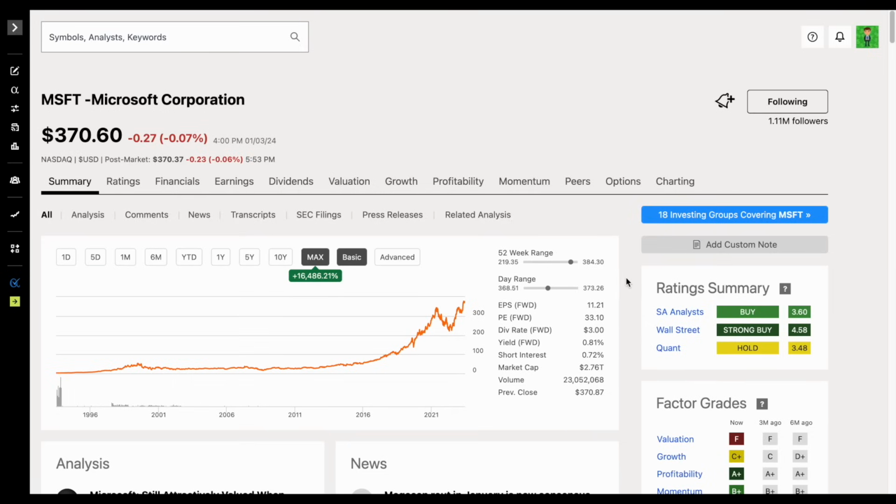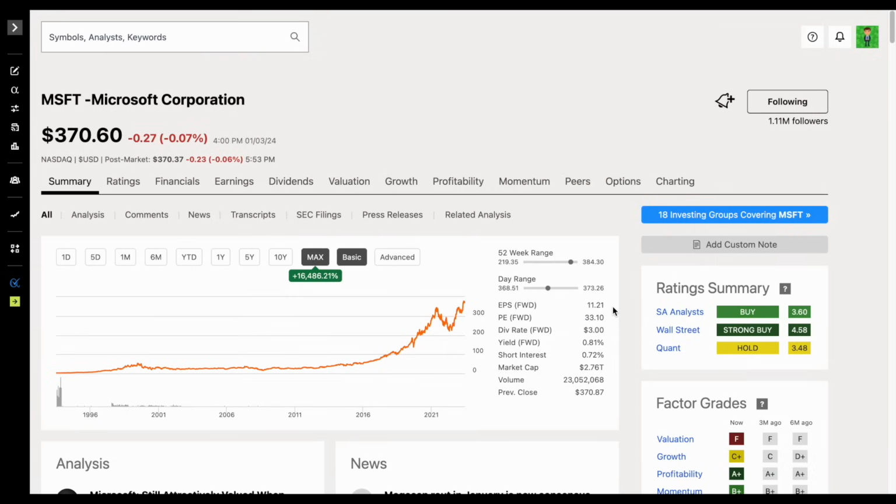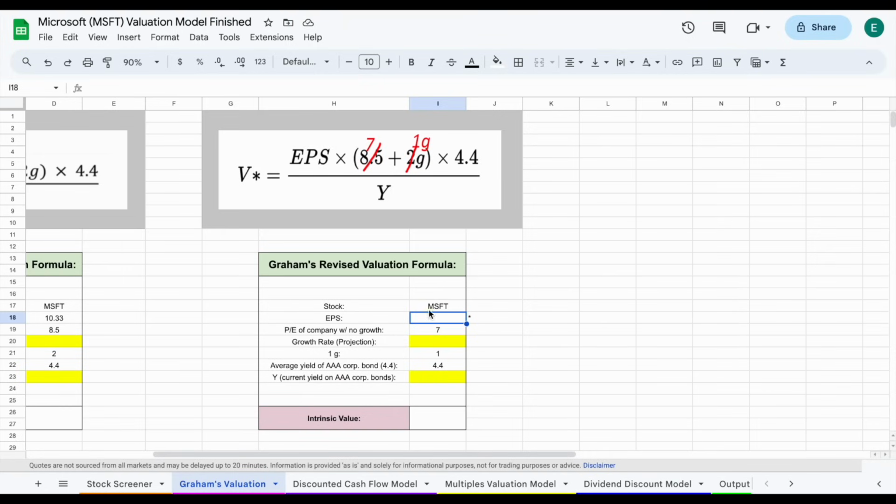If we look right here, we can see the forward-looking earnings per share for Microsoft currently sitting at 11.21. So that's pretty easy information to find. So if we jump back over to the spreadsheet, we can go ahead and plug in 11.21 right here, and I'll hit enter. We already have our price to earnings of a company with no growth. That's something Graham included in this formula.